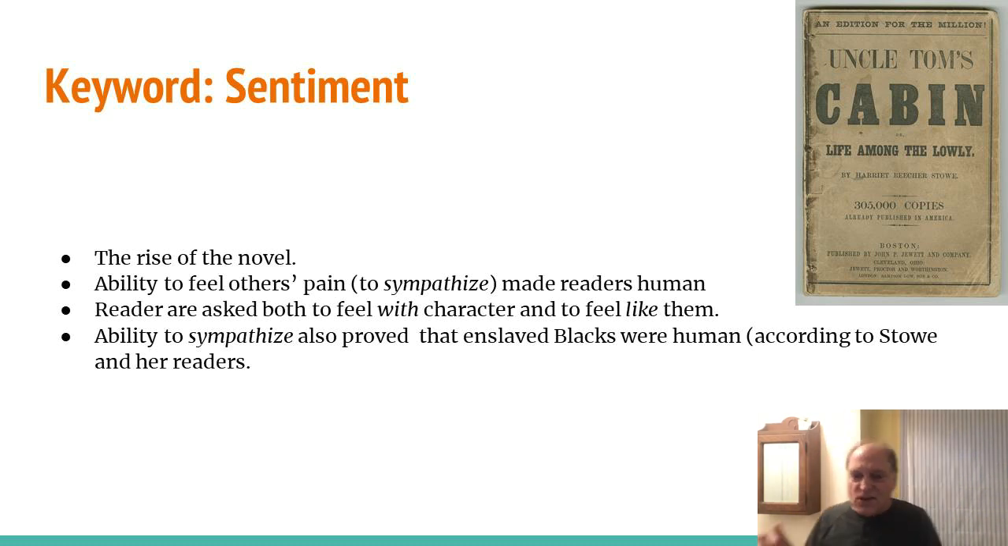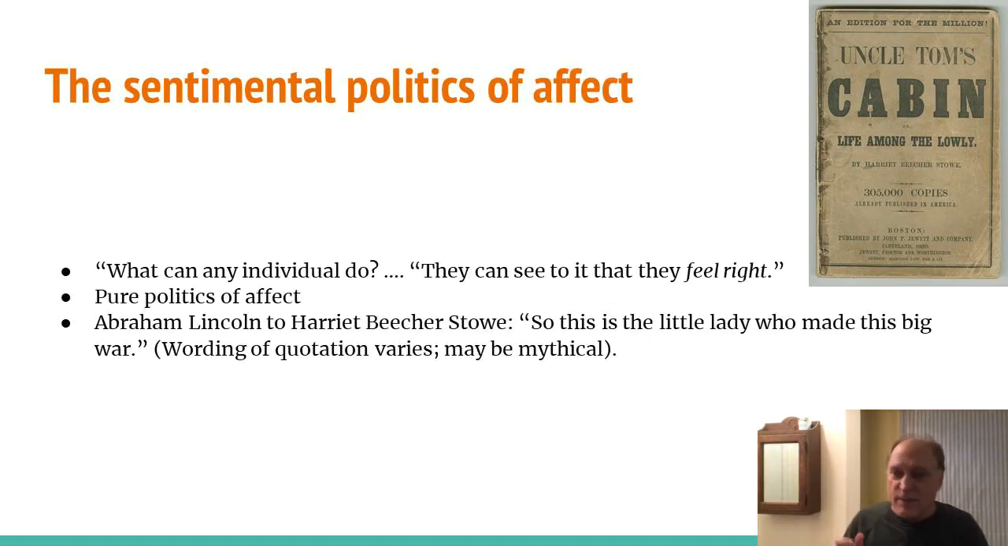At the end, Stowe tells the reader how to feel about what they've just read. What can an individual do? She asks rhetorically, and she immediately answers. They can see to it that they feel right. No, she doesn't say go participate in the Underground Railroad. She doesn't say become an abolitionist. She doesn't say lobby your congressperson, anything like that. She says feel right. This is a pure politics of affect.